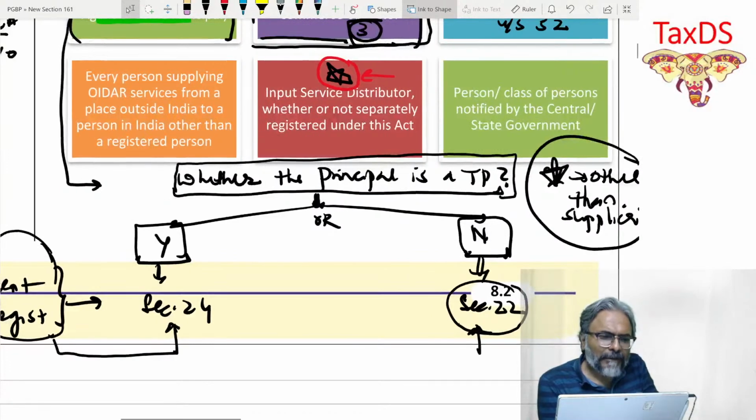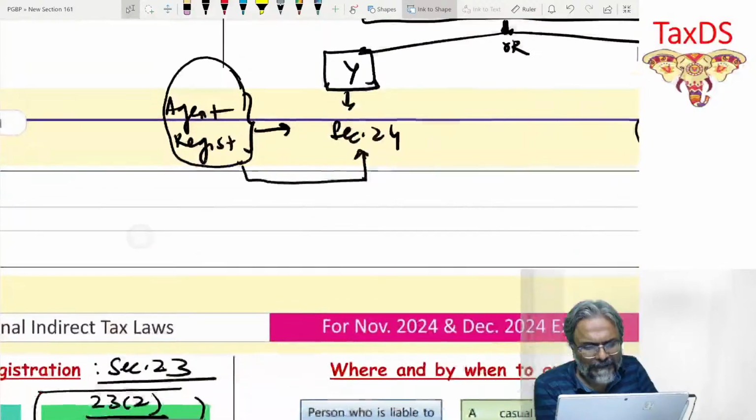So that is the point. Now the OIDR non-resident who is providing the OIDR service, they also have the obligation to get themselves compulsorily registered. ISD, whether or not separately registered under this Act. So again the same thing for ISD also, even though they may have been separately registered, still they would have to get themselves registered as an ISD. Okay, so just bear that in mind.